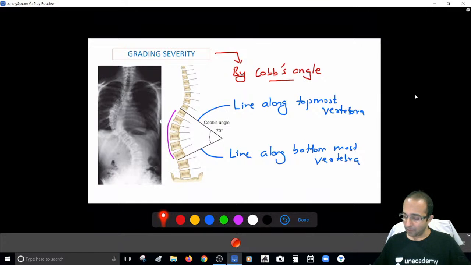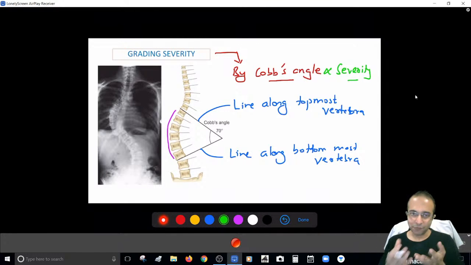And this angle is directly proportional to the severity. Means the higher the angle of the curve, the more severe is the disease. So pretty much clear, guys, how to decide about the severity.